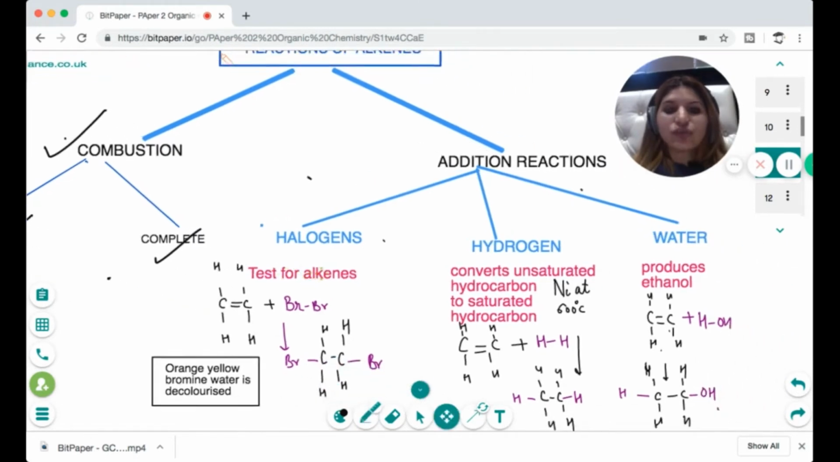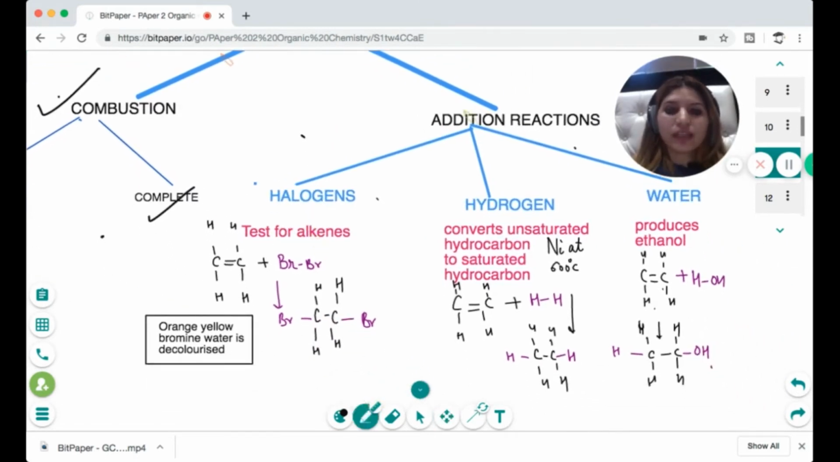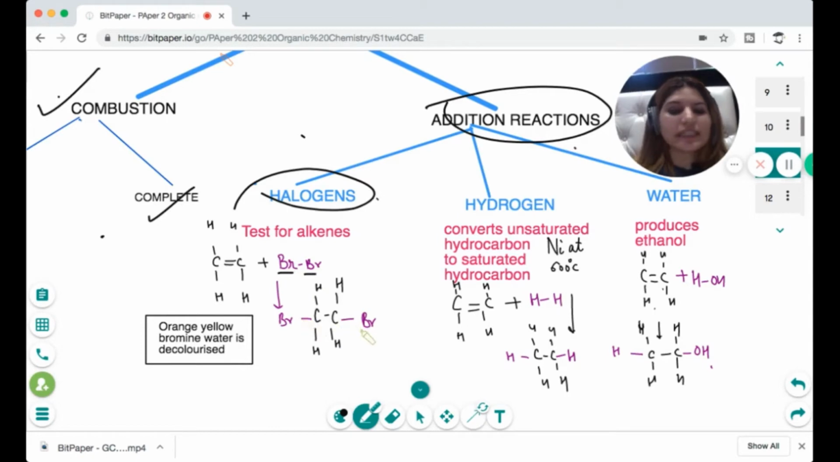Then it shows addition reactions. Now, what are the addition reactions? When you react it with a halogen, the double bond breaks into a single bond, and the two atoms attach to each side of the double bond. So when you take ethene and react it with bromine water, this is a test to distinguish between alkane and alkene. Bromine water is orange-yellow in color, and if you pass it through alkenes, it will turn clear. So alkenes decolorize bromine water.